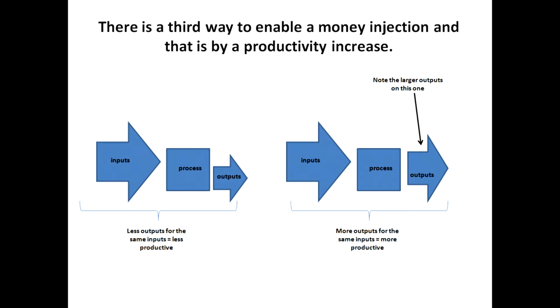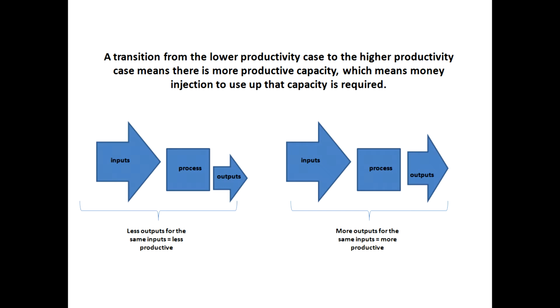A way to understand how this works is to just consider the outputs, that is, things produced, for the same amount of inputs for a low productivity and a high productivity situation. In the high productivity situation, we will have more outputs, and so more things are produced for purchase in the economy, and so more spending is needed to match up with this.